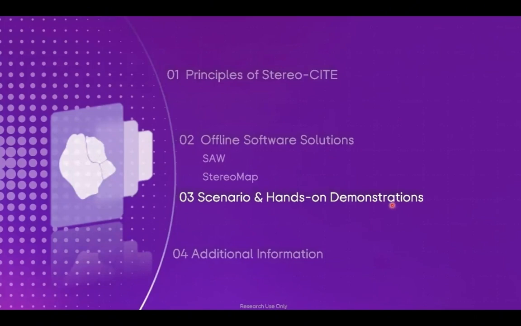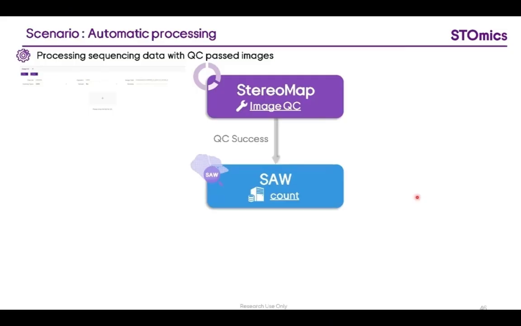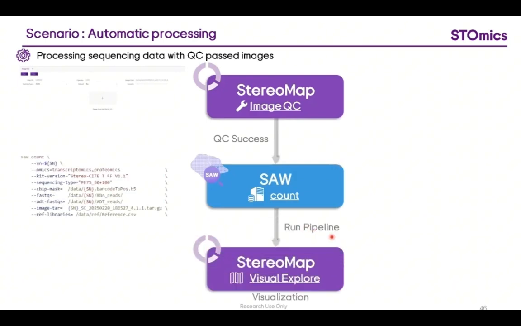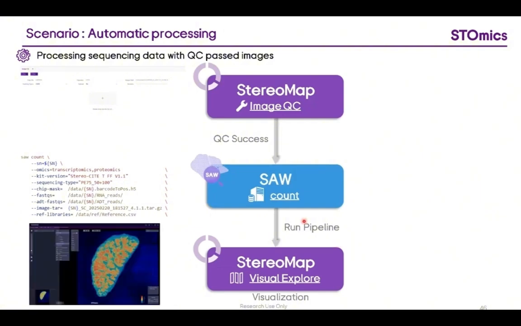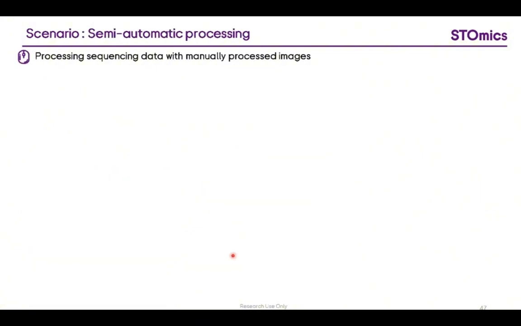Okay, now let's look at a few examples of user scenarios. In the first scenario, automatic processing, the user performs automatic analysis using SAW. They first perform image quality control, then the SAW count pipeline. Once the results are generated, they can use StereoMap for visualization and further exploration.